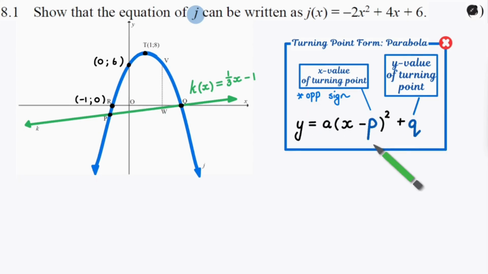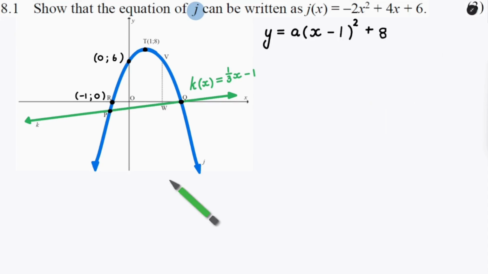And now we're going to fill in our turning point. So the x value of the turning point is 1. So I'm going to change this p to a 1. And then the q value, the y value of the turning point, is 8. So I'm going to change this q to an 8. And then we need to get the a value.